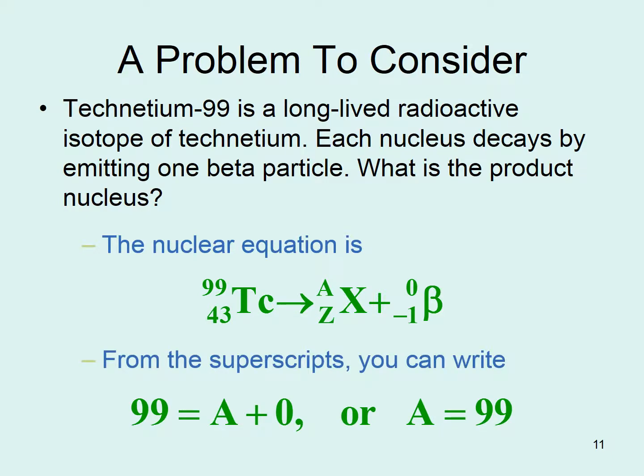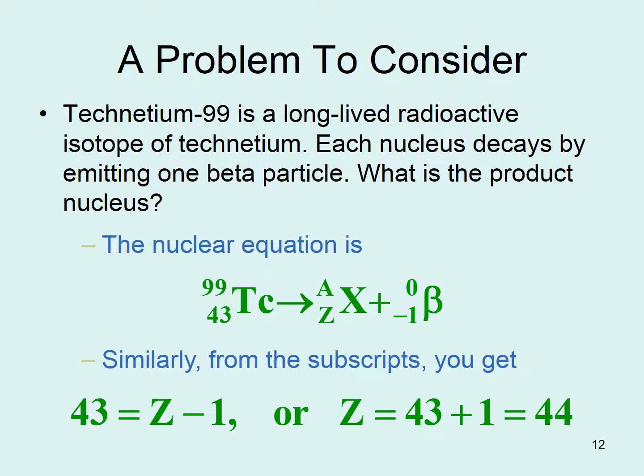So if you look at the superscripts, you can say, okay, 99 on the left, whatever A is, plus 0 has to equal 99. So of course A is 99. So that one was pretty simple. So the mass number for X has to be 99 as well because it didn't lose any particles.